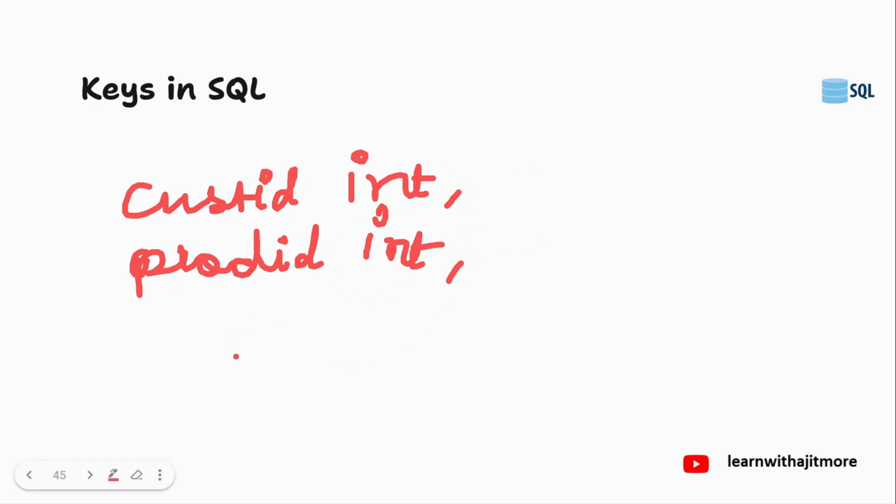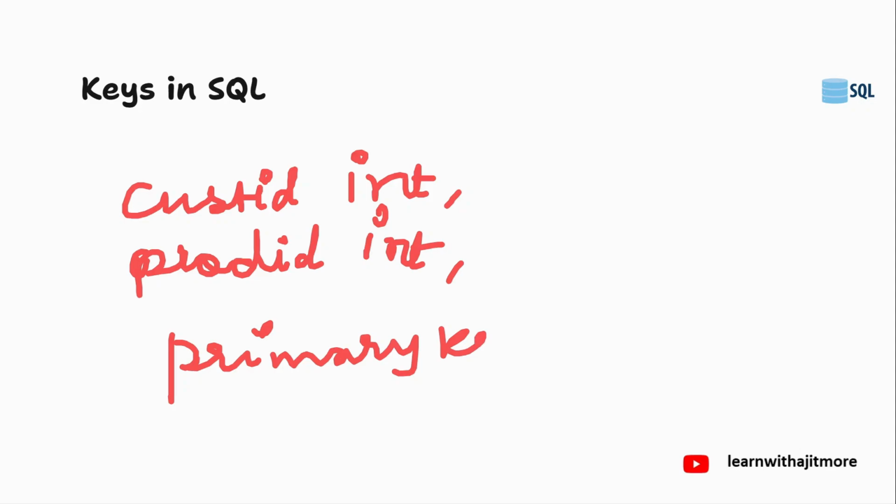Now, in that case, there is no option. You have to write table level. So at the end, when all the columns are listed, you have to write primary key, and then in that bracket, you will list the columns, like customer ID, product ID. Now they have become a combined primary key.